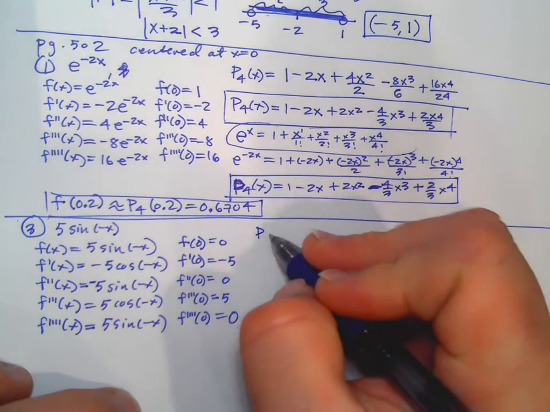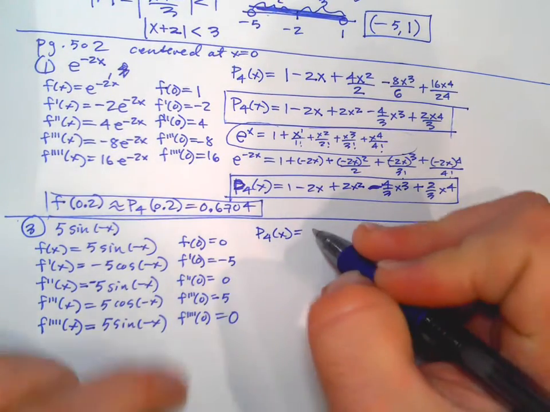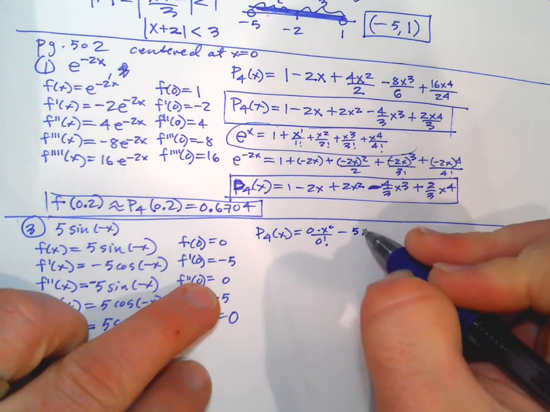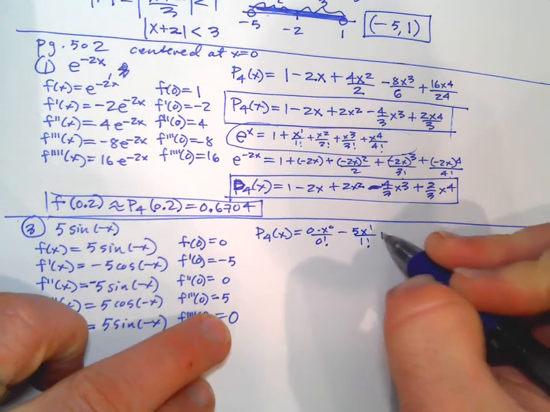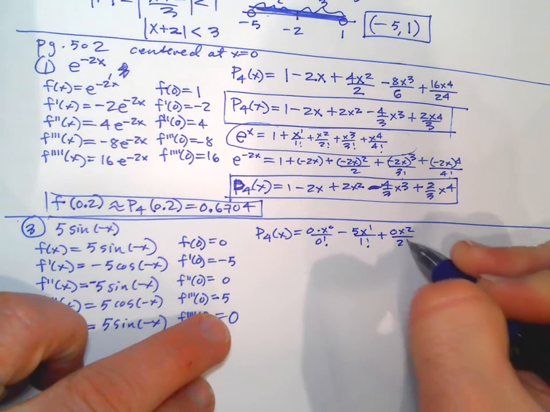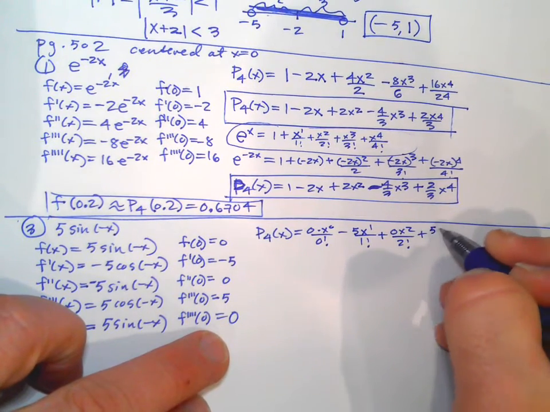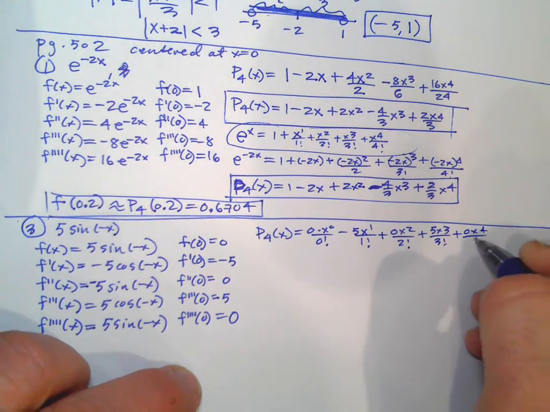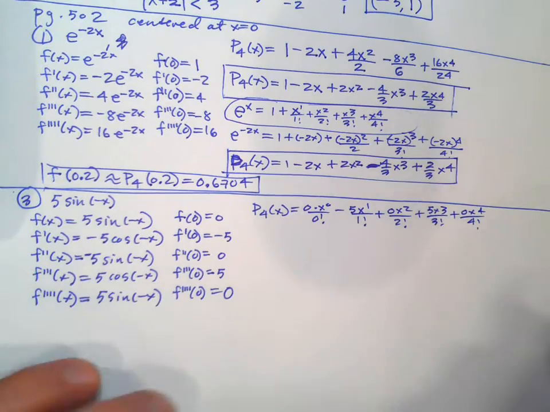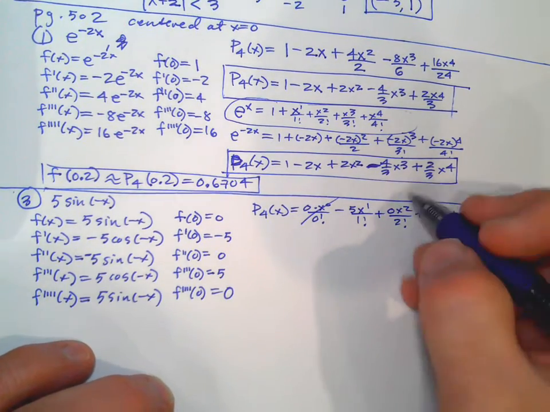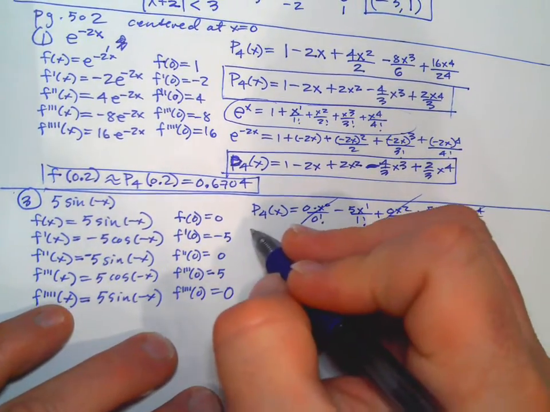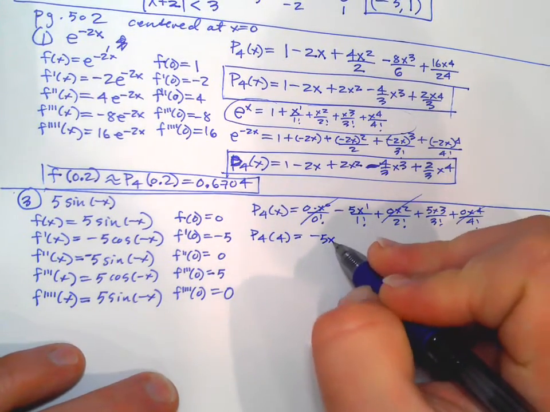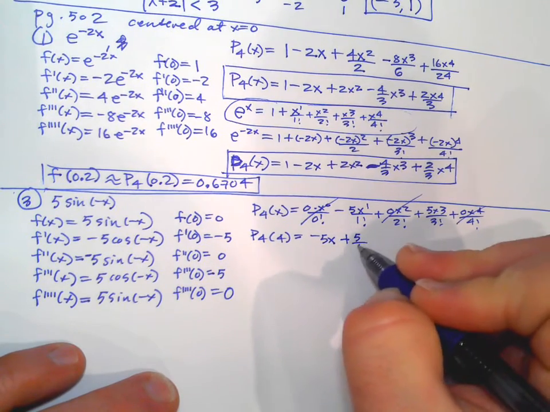So P sub 4 would be 0 times x to the 0 over 0 factorial minus 5 x to the first over 1 factorial plus 0 x squared over 2 factorial plus 5 x cubed over 3 factorial plus 0 x to the fourth over 4 factorial. So I'm just plugging everything in and simplifying. That's all going to be 0. Those terms all go out. So the fourth order Taylor polynomial is negative 5x plus 5/6 x cubed.